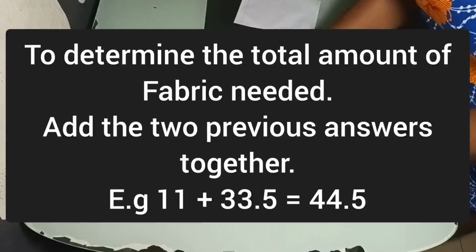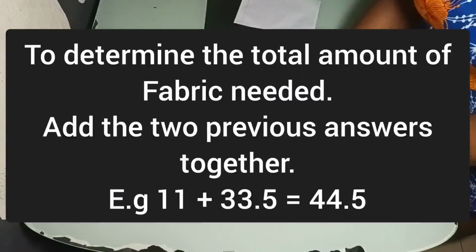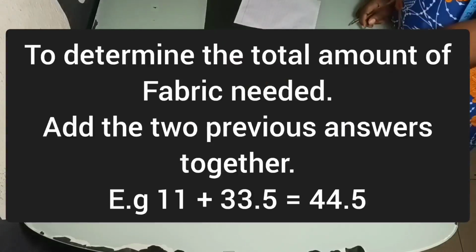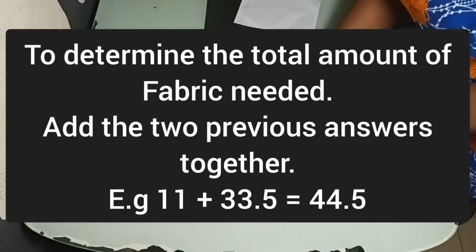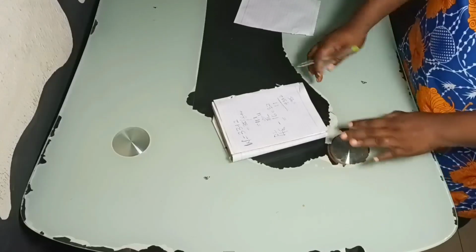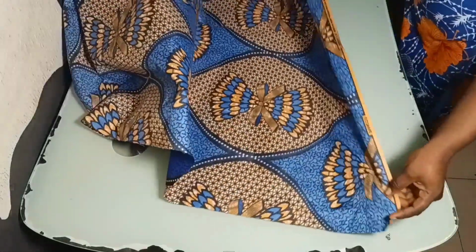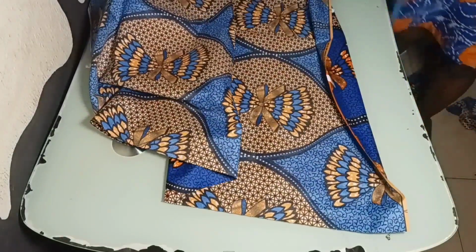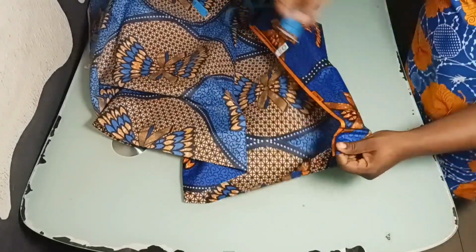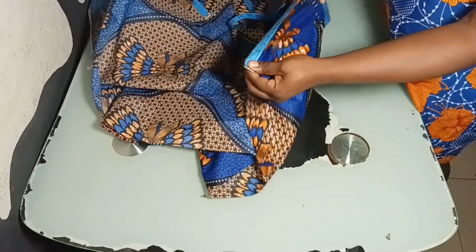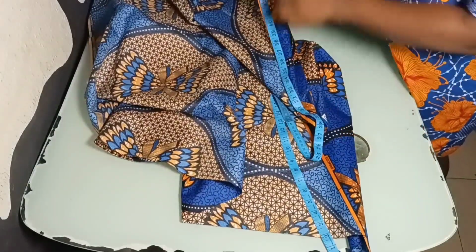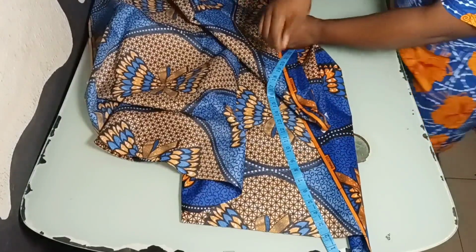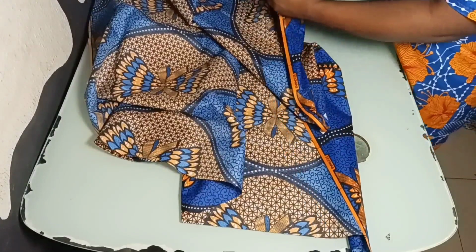Now that gives me 33.5 in total. Now, for us to determine the amount of fabric we need, we add these two figures together. So we're going to do 11 plus 33.5. That gives us 44.5. So 44.5 is the amount of fabric we need. So on my fabric, I'm going to get 44.5 in 2 places, from the yardage of the fabric. From the entire length of the fabric, I'm going to measure 44.5, just approximate that to 45.